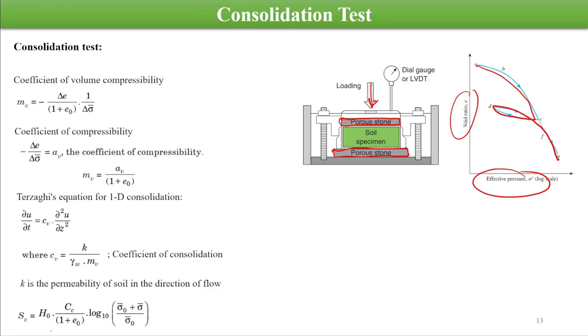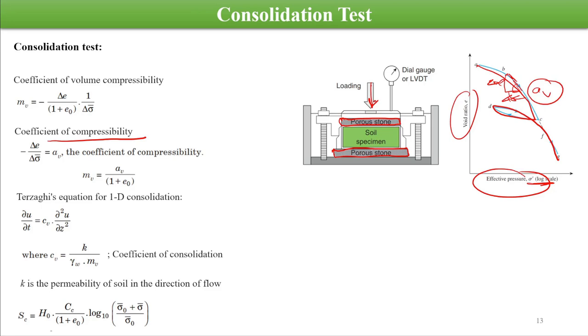From these results, the first thing we obtain is called the coefficient of compressibility. If we consider a very small portion of this graph, or take it on a log scale, the slope of this will be the AV value, that is the coefficient of compressibility. So AV is going to be minus delta e upon delta sigma dash, and the minus is there to show that as delta sigma is increasing, the void ratio is decreasing.